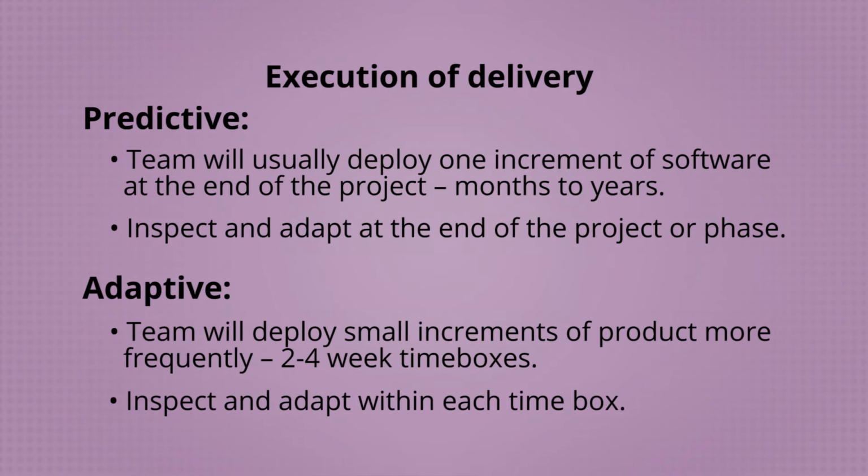Now, regarding execution of delivery, again, in predictive models, the team will usually deploy one increment of software at the end of the project. Could be months or years. They will inspect and adapt at the end of the project or phase. And in adaptive models, the team will deploy small increments of product more frequently. 2 to 4 week time boxes are usually the norm. They will inspect and adapt within each time box.